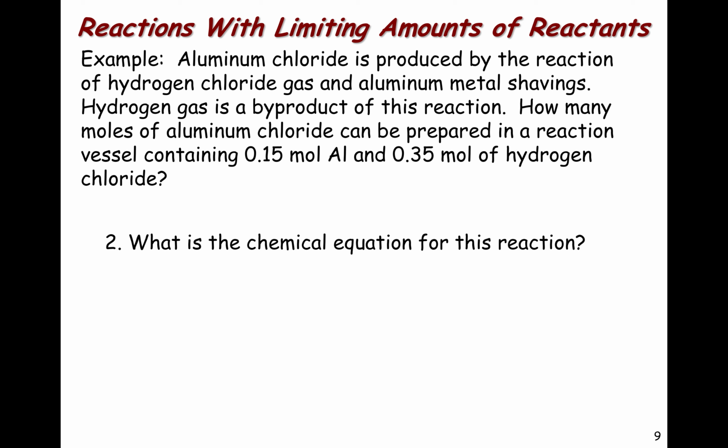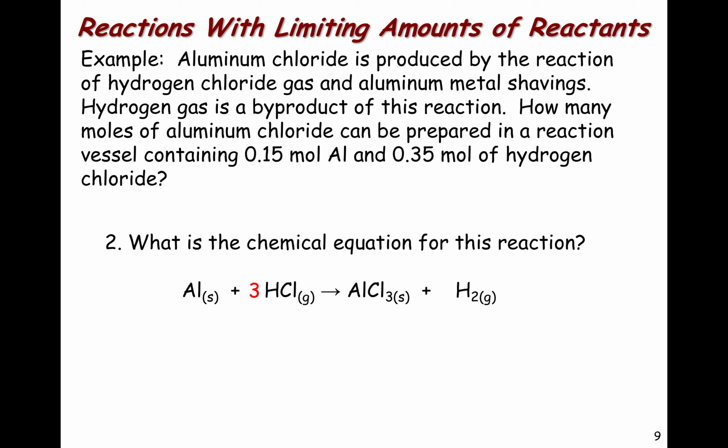The next thing that we need to be able to do is to write a balanced chemical reaction. So in this case, the reactants are the aluminum and hydrogen chloride gas. The products are the aluminum chloride and the hydrogen gas. If we start with balancing the aluminum, we see that we have 1 aluminum on both the reactants and product side. If we then turn our attention to the chlorine, we see that there are 3 chlorines on the right-hand side and only 1 on the left. So if we put a 3 in front of the HCl, that would balance the chlorines.